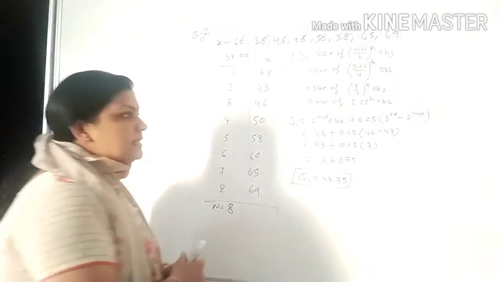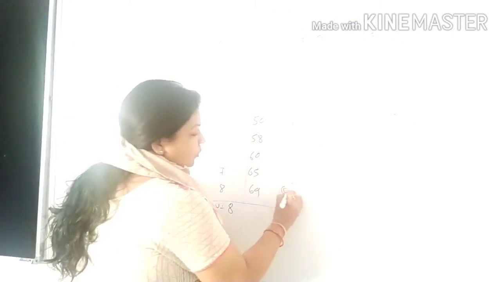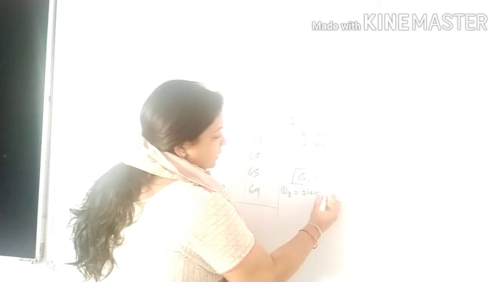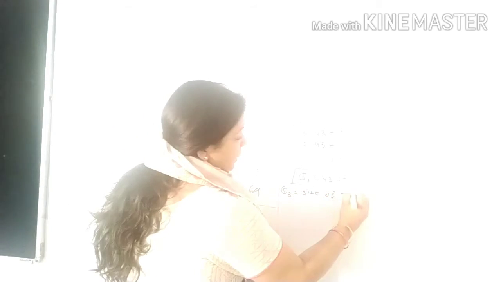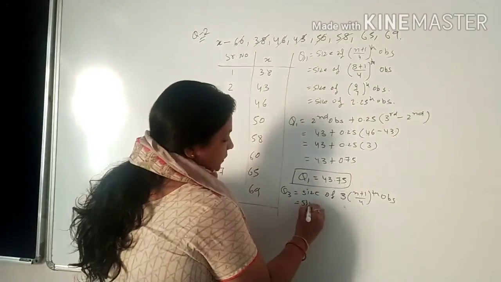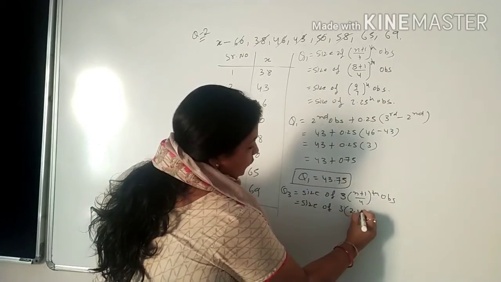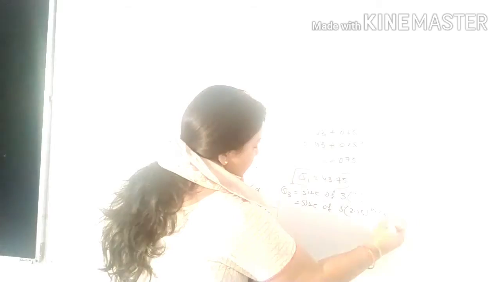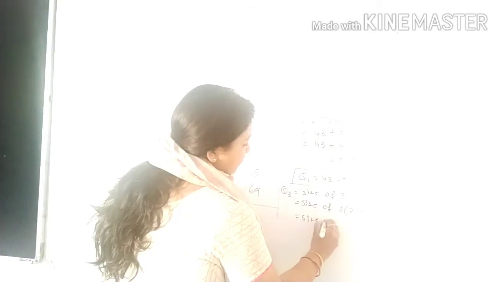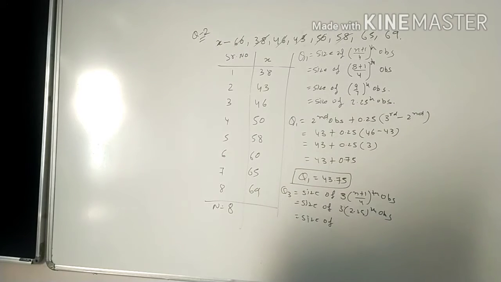Now, as usual, we have to find Q3 also. So Q3 equals the size of 3(n plus 1) by 4th observation. As we know, it is the 2.25th observation, so just multiply by 3. So your answer becomes 6.75.